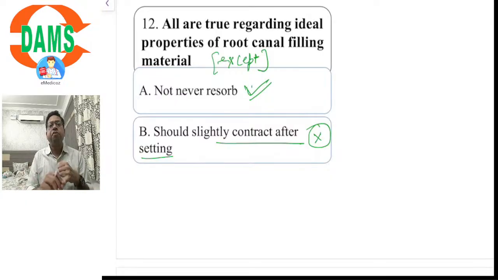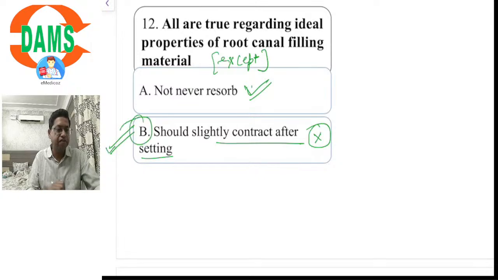That is what the problem with zinc oxide eugenol happens. It undergoes setting contraction. It would contract upon setting, pull away from the wall of the root canals, and create a gap with the wall of the root canal and channel for micro leakage. So it should not contract. This is not desirable. Option B would be the answer.